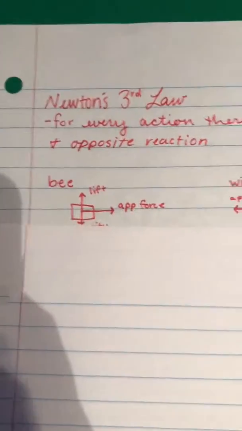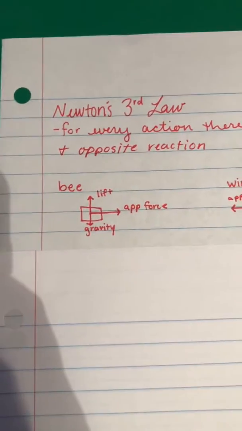So with the free body diagram, Barry the bee is flying, so the force of gravity is affecting him, and he's lifting himself because he can fly, and he applies a force against the window.